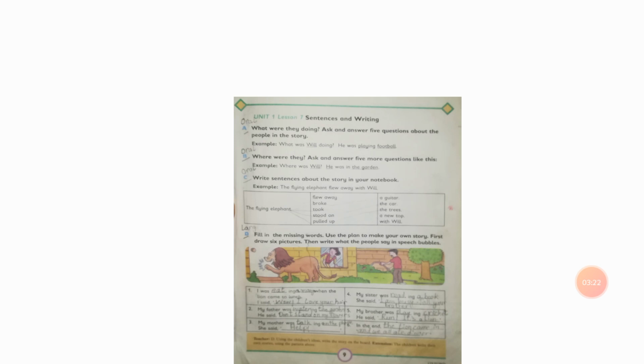Number 2. My father was watering the garden. He said, "Don't stand on my flowers." Number 3. My mother was talking on the phone. She said, "Help." Number 4. My sister was reading a book. She said, "I am busy. Tell your brother." Number 5. My brother was playing cricket. He said, "Run, it's a lion." Number 6. In the end, the lion came in and we all ate dinner together.